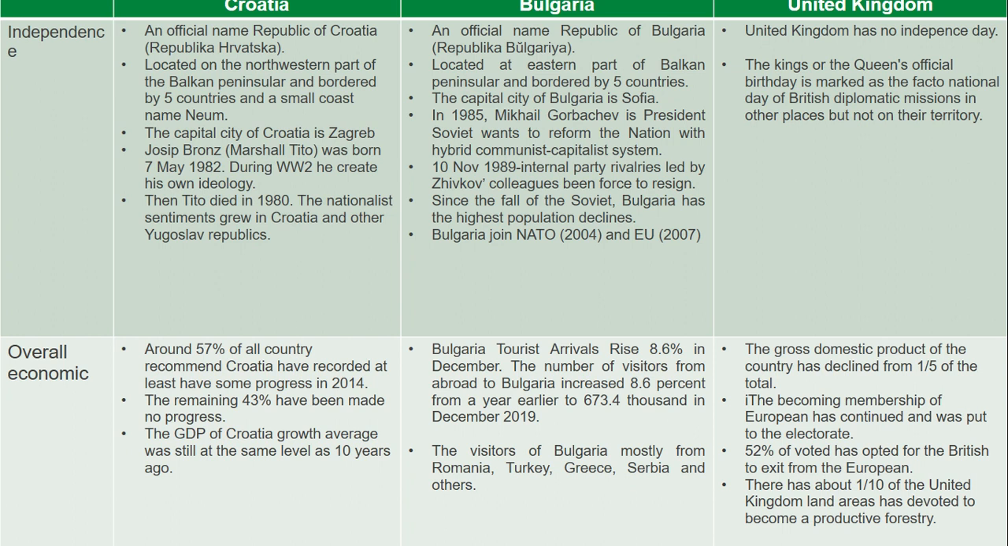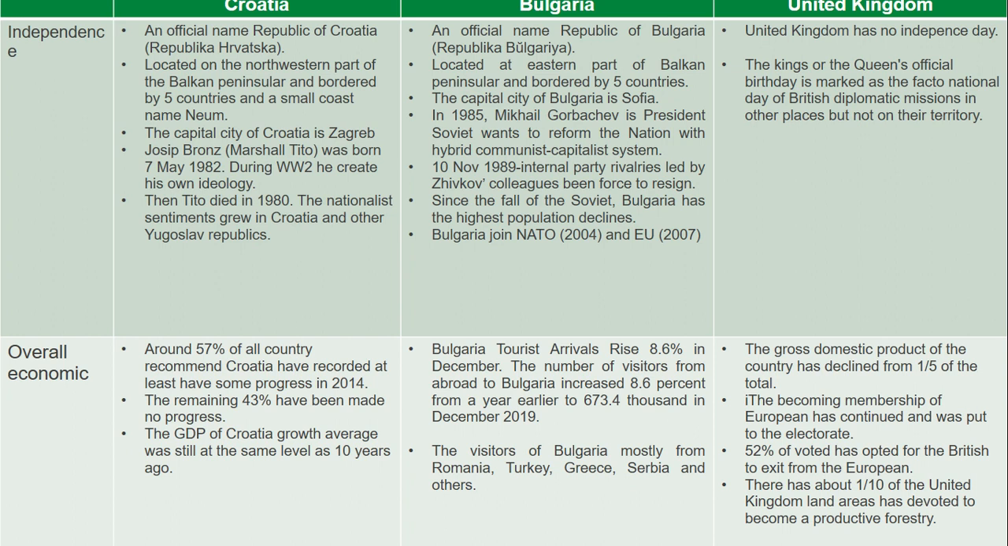After the fall of the Soviet Union, Bulgaria has had one of the highest population declines. Bulgaria joined NATO in 2004, and in 2007 Bulgaria also joined the EU because the country wanted to gain independence. In the same slide, third is overall economic.